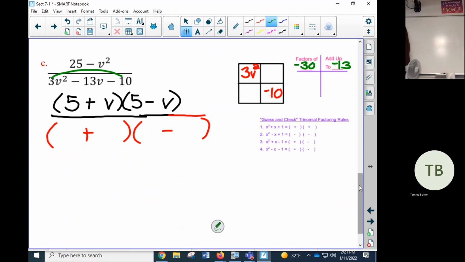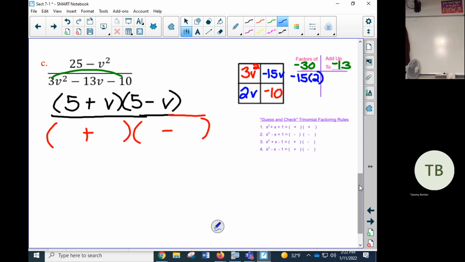Now this we do just like before. Can you guys think of two numbers that give you negative 30? One's going to be plus, one's going to be minus. That when I add them, I get a negative 13. Negative 17. Yep. Negative 15 times 2. Okay. So that means one of these is going to be negative 15b and one's going to be 2b.